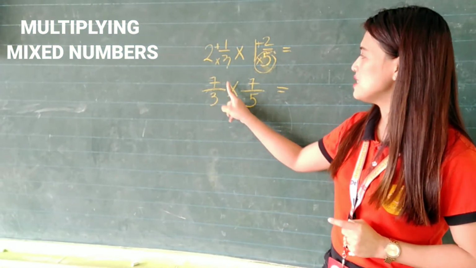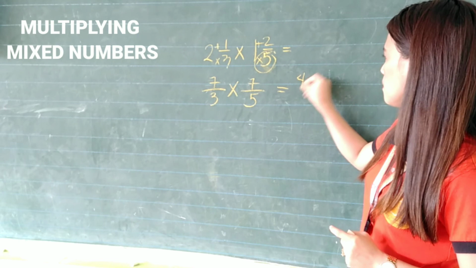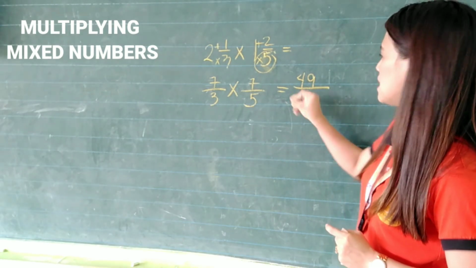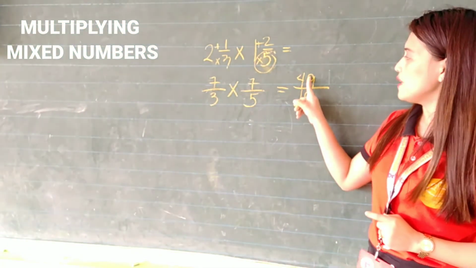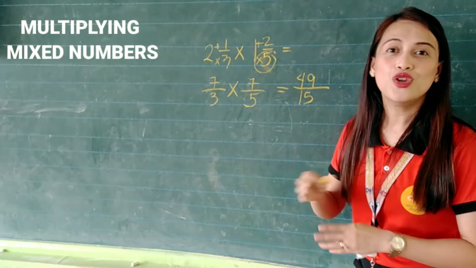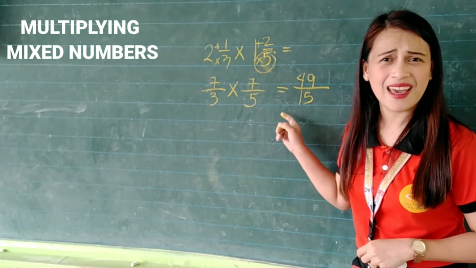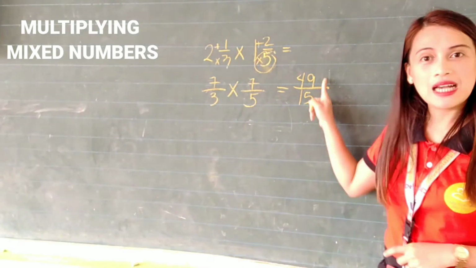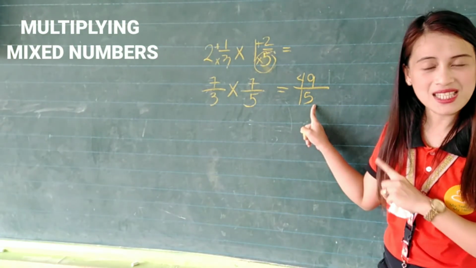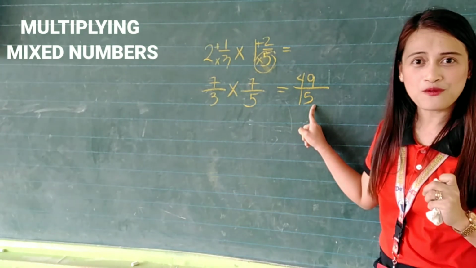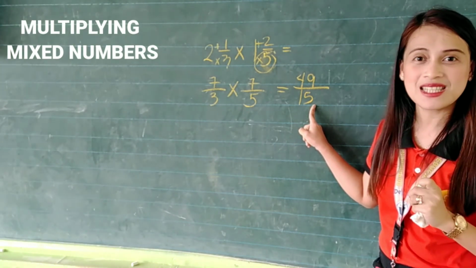So multiply 7 times 7, 49. 3 times 5, 15. So what's the answer? 49 over 15. Is this our final answer? No. Nganong dili man siya final answer? Kasi kung mapapansin natin, dako, gamay. So what kind of fraction is this? Improper fraction. And remember, kapag improper fraction, i-change into a mixed number.